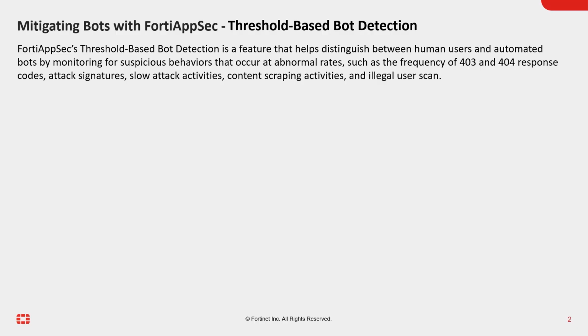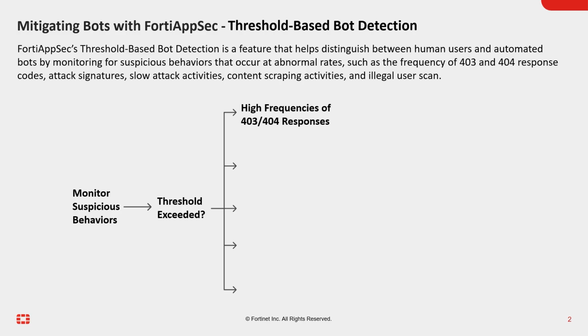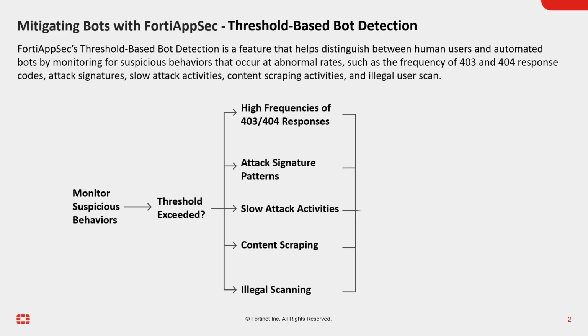FortiAppSec's threshold-based bot detection is a feature that helps distinguish between human users and automated bots by monitoring for suspicious behaviors that occur at abnormal rates. These include excessive 403 and 404 response codes, repeated attack signatures, slow attack activities, content scraping, and unauthorized user scans. When abnormal activity is detected, FortiAppSec takes action to mitigate potential threats.